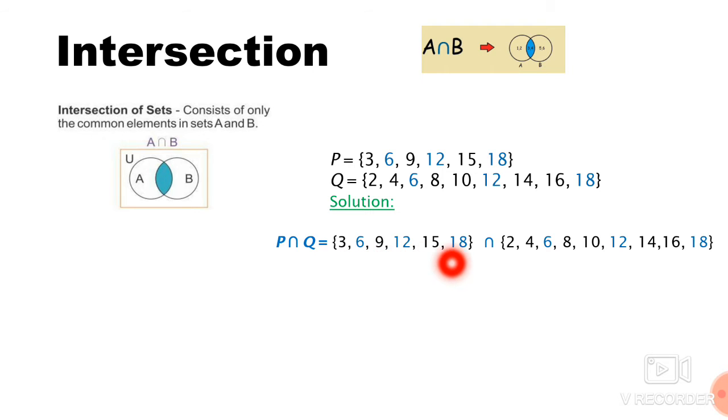Now we can identify the common elements. Here we have 6, here we have 6. 6 is the common element. Same with 12, here we have 12. 18, here we have 18. So the intersection of sets P and Q will consist of only 3 elements, that is 6, 12 and 18. Only the elements which are common in both the sets will be written in the intersection.